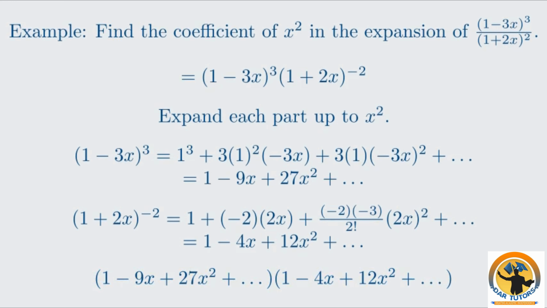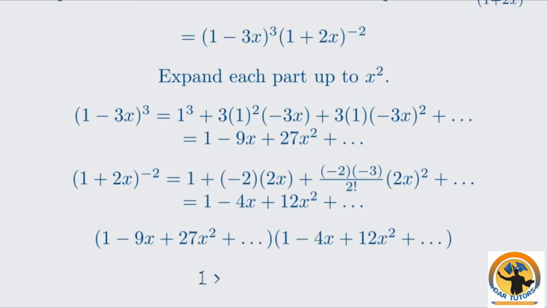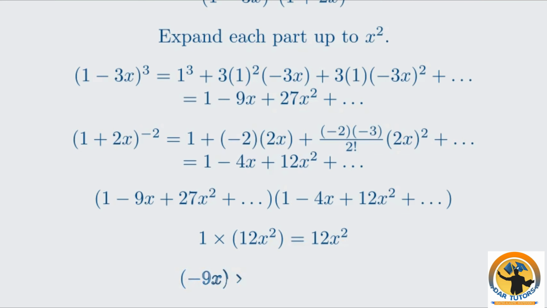First, the constant term from the first bracket times the x squared term from the second. This gives us 1 times 12x squared, which is 12x squared. Second, the x term from the first bracket times the x term from the second. This gives us minus 9x times minus 4x, which is 36x squared.